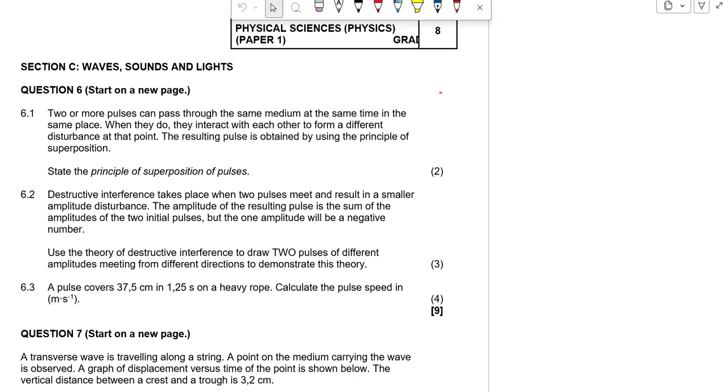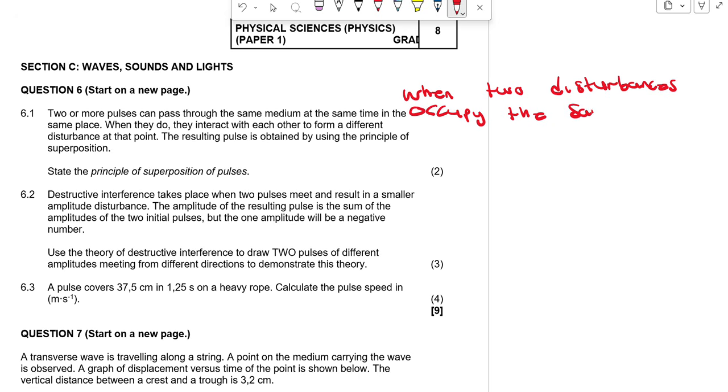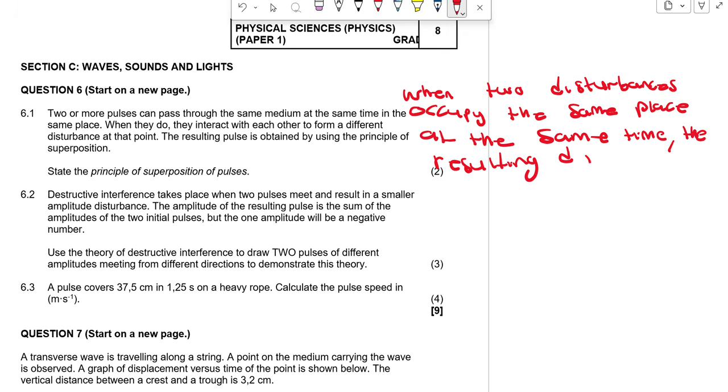So the principle states that when two disturbances occupy the same place at the same time, and the resulting disturbance is the sum of the two disturbances.